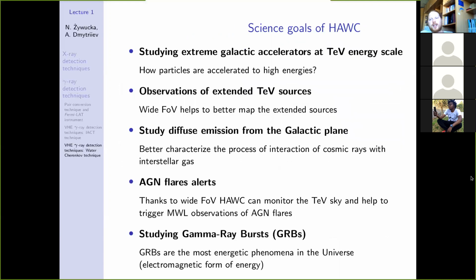And now, the final slide for today. About the science goals of HAWC, what we can do with HAWC, what we are doing with HAWC. Well, I'm not a part of the HAWC collaboration, but I'm talking about the scientists who are analyzing HAWC data, what their goals are.